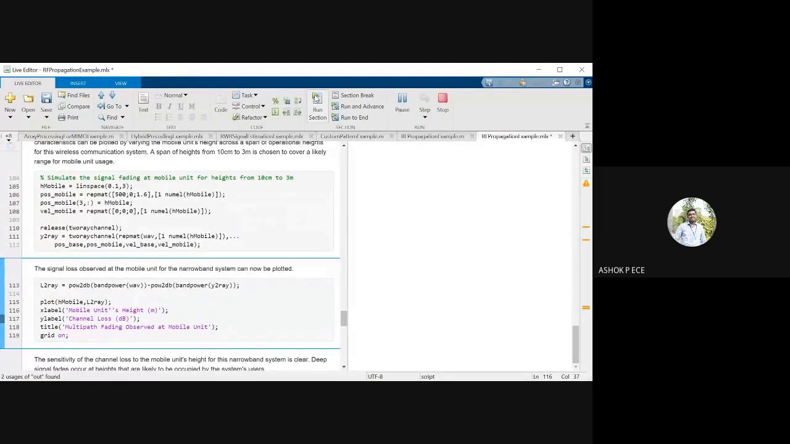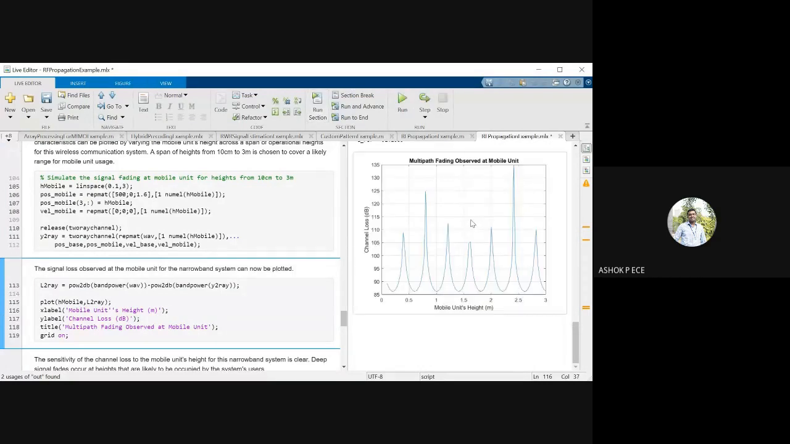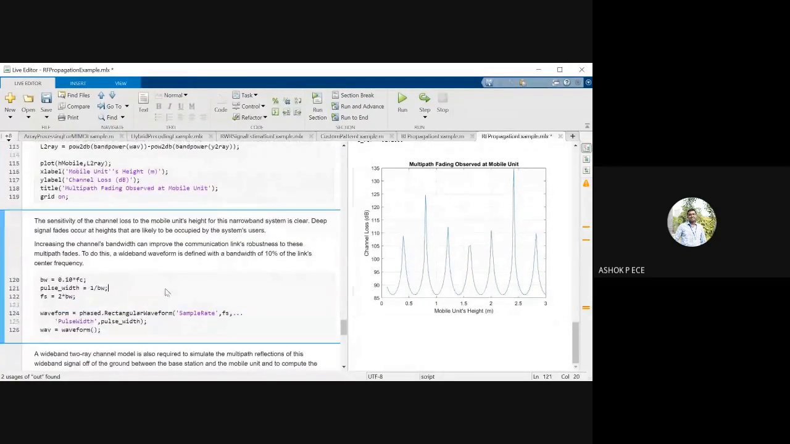We are going to see what is the mobile height versus channel loss. For what mobile height, what is the channel loss you are going to observe. So accordingly, you can set the mobile height so that at the least height, what is the minimum loss you have, you can fix that as your design parameter.